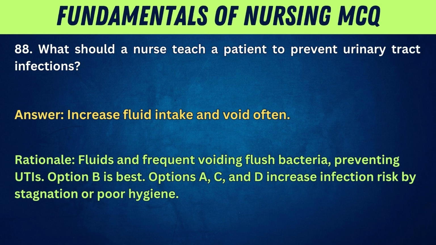Answer: increase fluid intake and void often. Rationale: fluids and frequent voiding flush bacteria, preventing UTIs. Option B is best. Options A, C, and D increase infection risk by stagnation or poor hygiene.